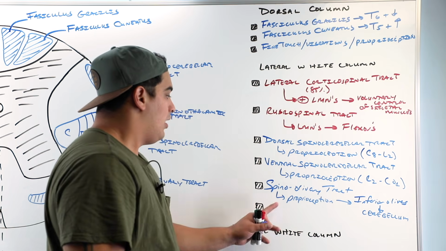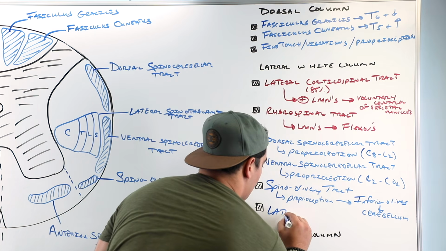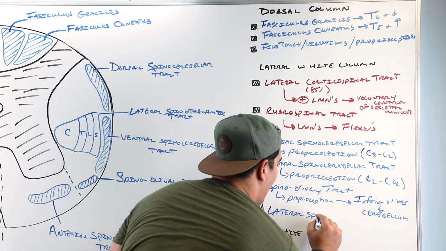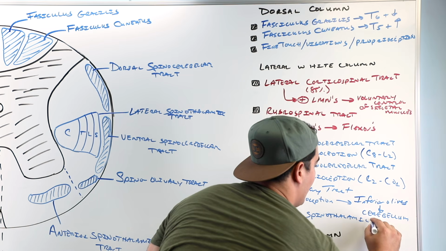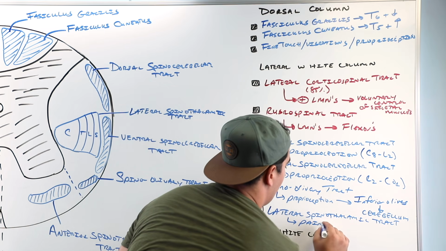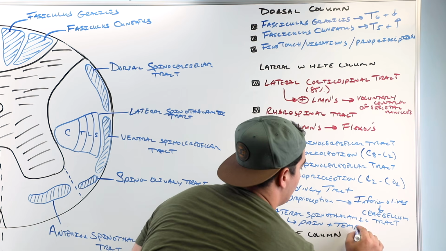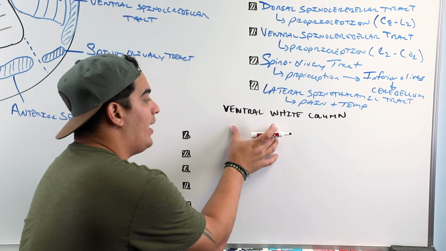Okay. The last one which we talked about was the lateral spinothalamic tract. And the lateral spinothalamic tract, we said that this one is going to carry what kinds of sensations? Primarily pain and temperature sensations. Beautiful. All right, so last one, ventral white column.